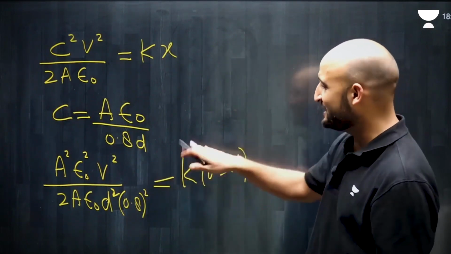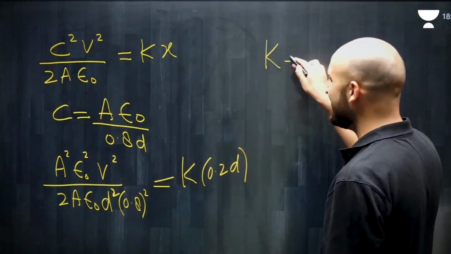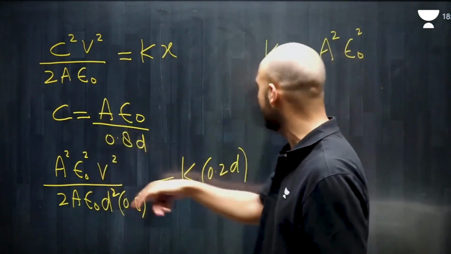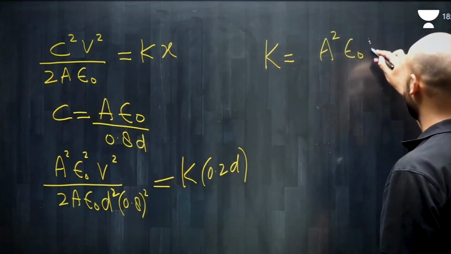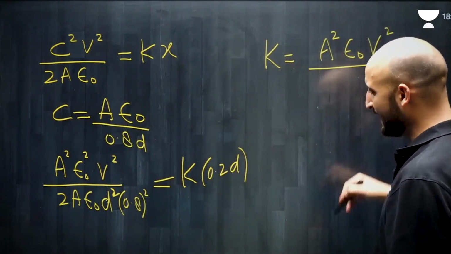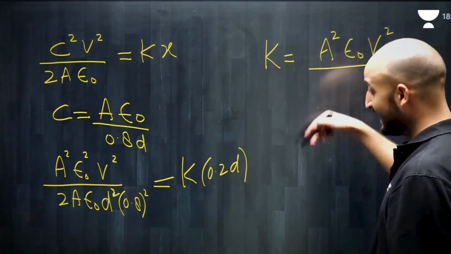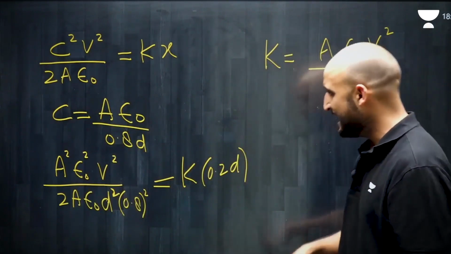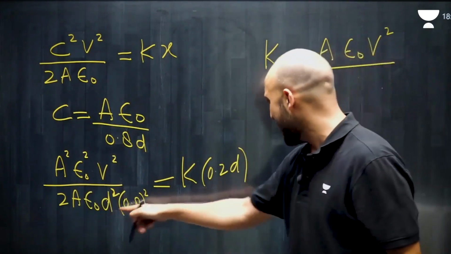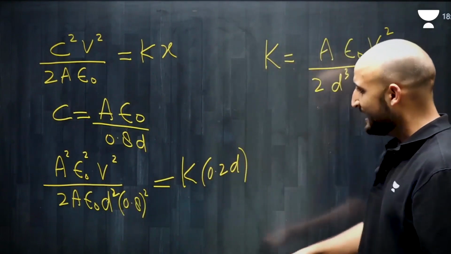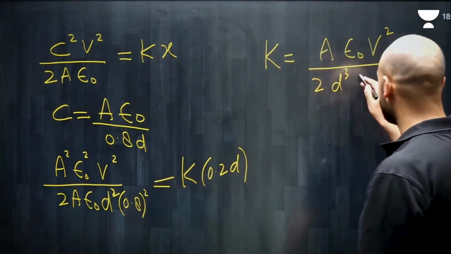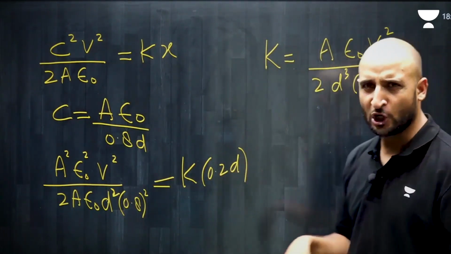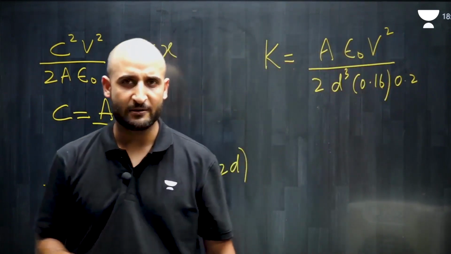Now you modify this equation to get the value of K. In fact, one epsilon naught will cancel, so you write only epsilon naught into V squared, divided by twice, and A will also cancel, so you'll be left with only one A here. It is D squared into D, that will be D cubed. Then 0.8 whole squared will be 0.16, into 0.2. You further solve it, you get the value of K here.